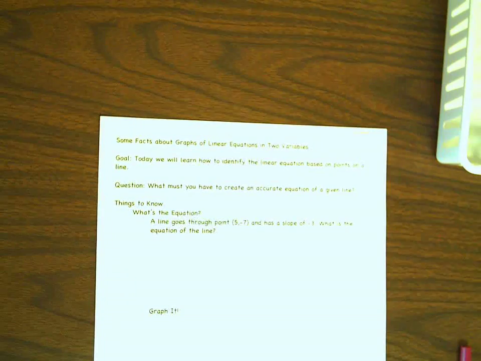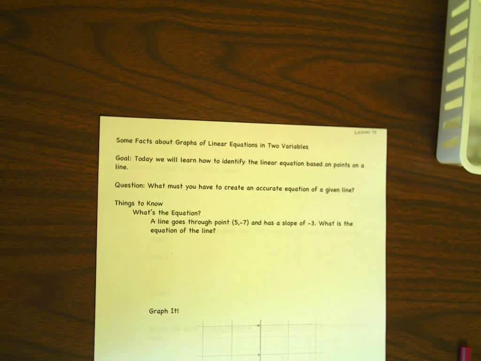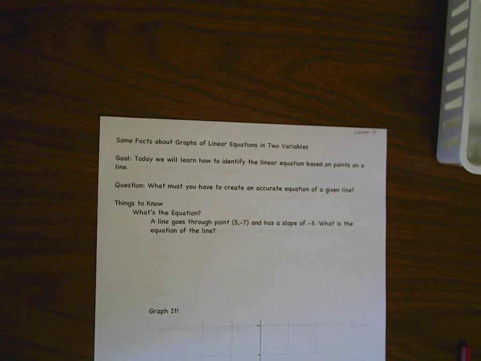It is called Some Facts About Graphs of Linear Equations in Two Variables. Our goal for today is that we will learn how to identify the linear equation based on points on a line. The question that I want you to think about is, what must you have to create an accurate equation of a given line?